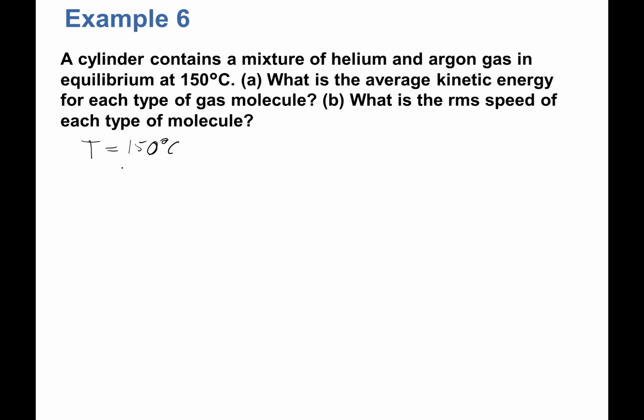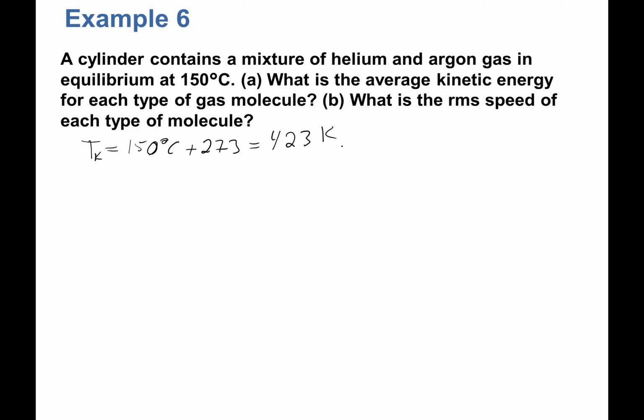Now, what we do here is we don't like to keep things in Celsius. So we calculate the Kelvin, which is degrees Celsius plus 273. This should give us 423 Kelvin. All right. So part A asks, what is the average kinetic energy of each type of gas molecule?